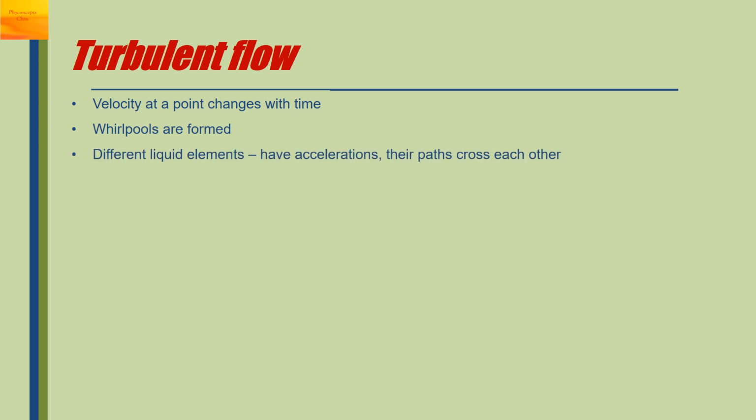Turbulent flow. Here the velocity at a point changes with time and whirlpools are formed in this case. So different liquid elements will have accelerations, their paths will cross each other, and therefore it will be a disorderly flow.